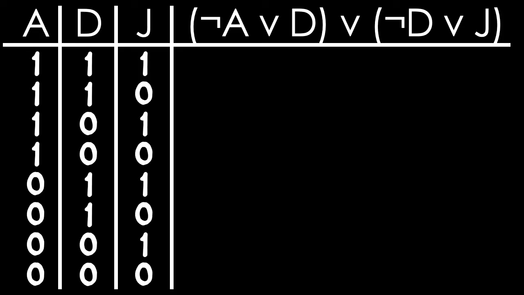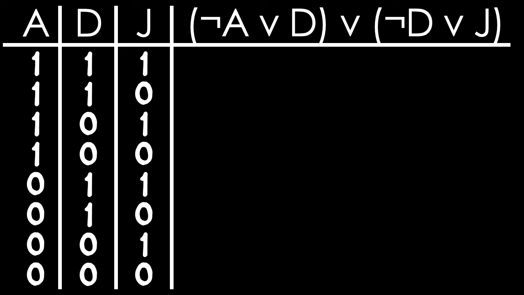So we've determined the truth value for this sentence in all 4 possible situations. And in every possible situation, it got a value of 1. Now consider this sentence. Either not A or D, or not D or J. This has 3 sentence letters, and so there are 8 possible combinations.